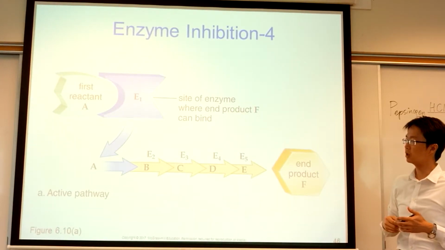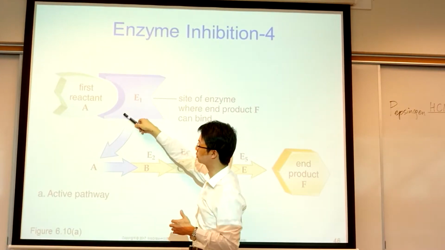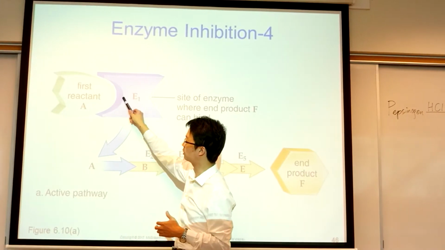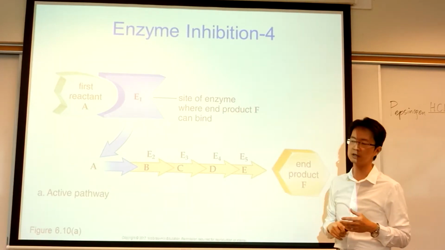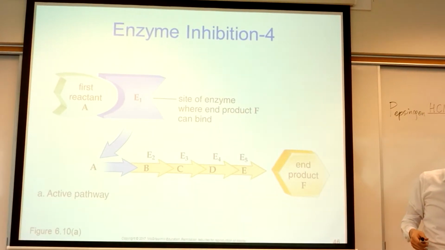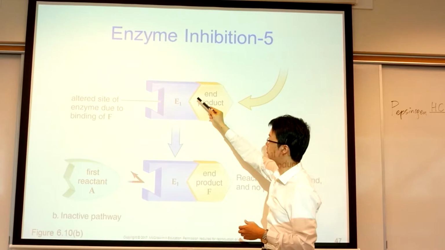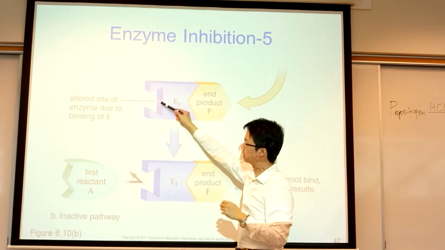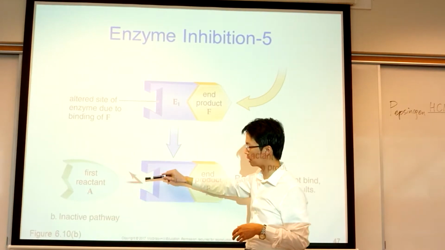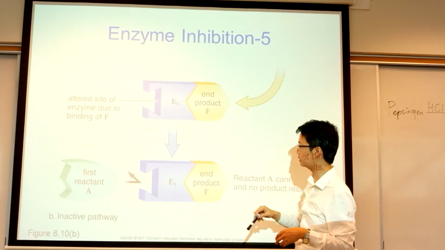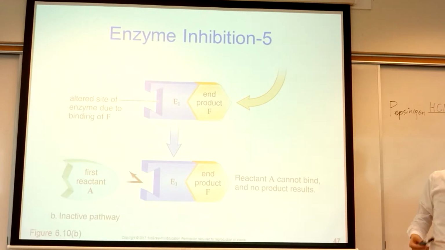And in this case, when the shape of the enzyme changes after binding the product F here, then the shape of the active site will also change. Then the substrate can no longer bind to the active site. In this case, the enzyme is being inhibited. So this is what I meant. The binding of the end product to the enzyme 1 will change the shape of the active site, and the reactant can no longer bind to the active site because the shapes are totally different. We call it an example of inhibition.